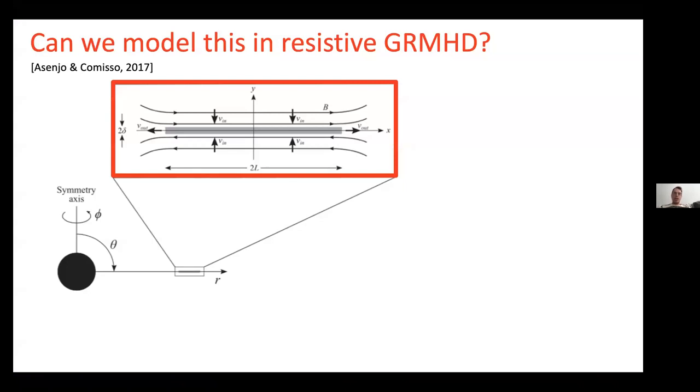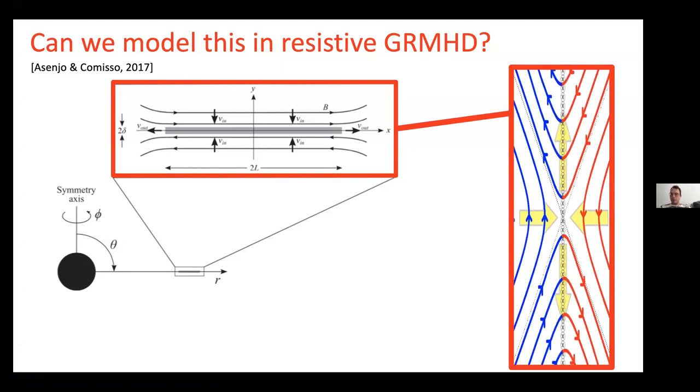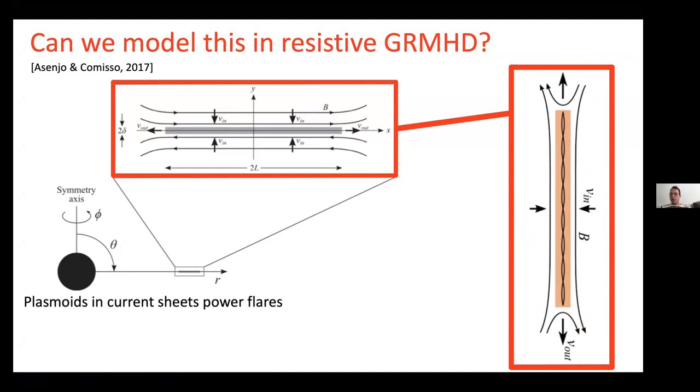Now the question is, can we model this process in resistive magnetohydrodynamics? And then even better, can we model it around a black hole to see where current sheets form and how they form, what the plasmoid statistics are, and if we can link them to flares? If we look at this Wikipedia image, we see the typical reconnection process. And here you see a little cartoon of how plasmoids would look in such a sheet.